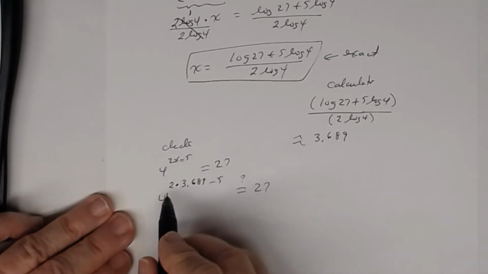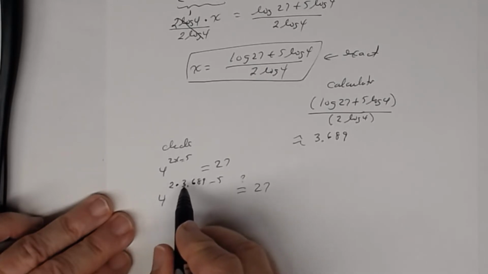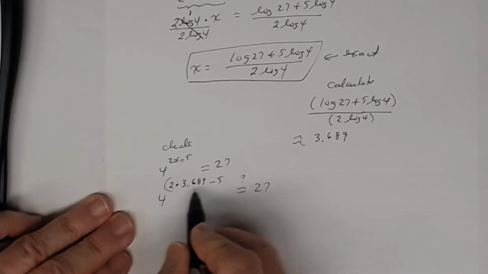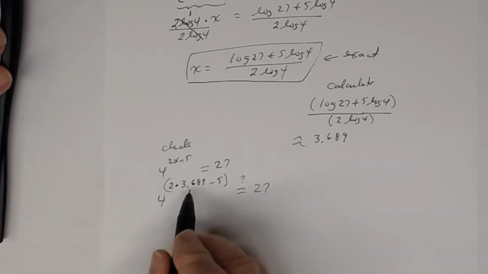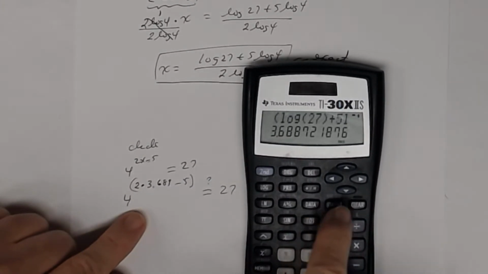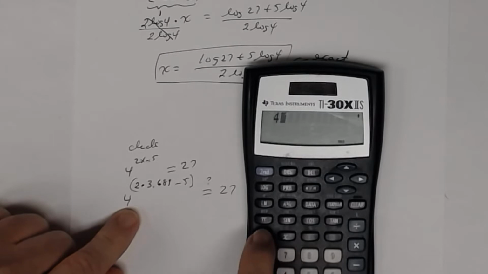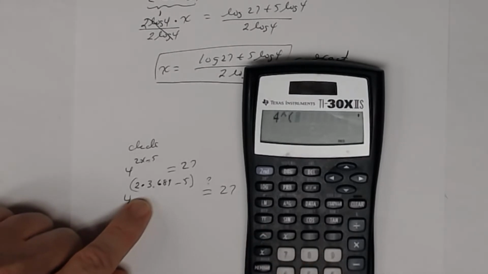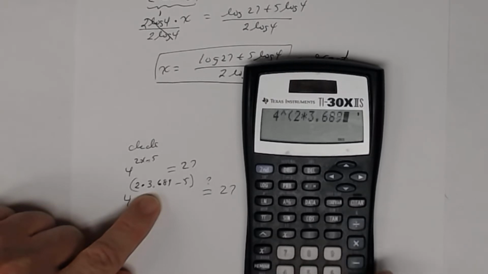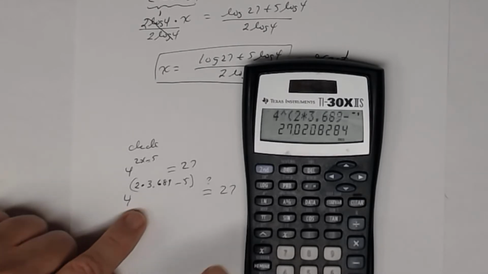Now, when you put the left-hand side in the calculator, remember your exponent is a product, and you're also subtracting 5. So put that in parentheses, just like this. So in your calculator, you're going to say 4 raised to, parentheses, 2 times 3.689, subtract 5, close parentheses, and press equal. And notice you get 27.02 and so on.